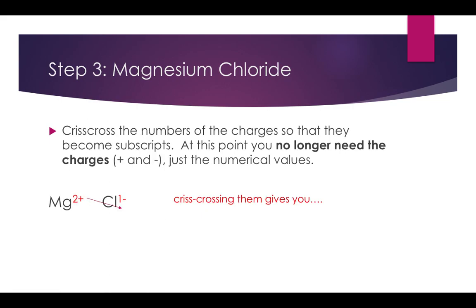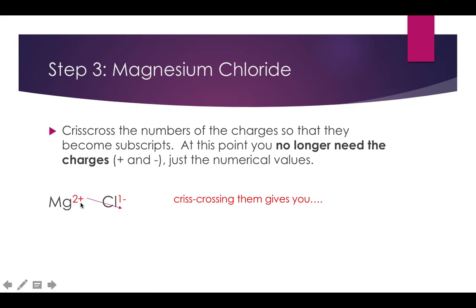Step 3 is why we call this the crisscross method. So we are going to crisscross these charges, and we are totally never going to care whether they are positive or negative. So in the future, you don't even have to write that positive or negative sign. We're just doing it for the first couple just to make sure we got this thing down. So in the crisscross method, we have our magnesium 2+, our chlorine 1-. We are going to crisscross these things down.